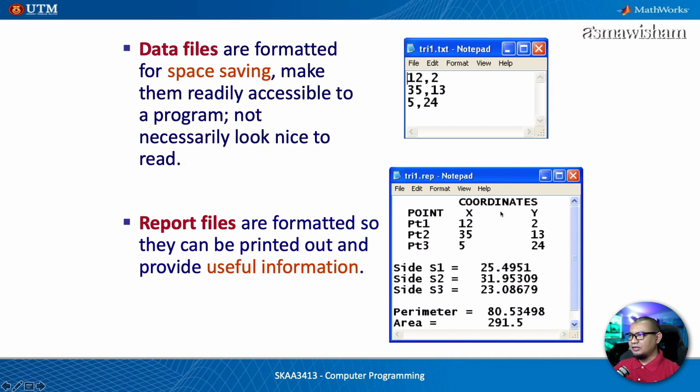In this case, you see this will be the input data. This is a problem about coordinates, whereby you have the coordinates x and y, x and y, x and y. So you have x1, y1, and then the second one x2, y2, then x3, y3. These will be the values. Once the output is displayed at the command window, you can save it. This is the perimeter for each side of this triangle. So you have the value.